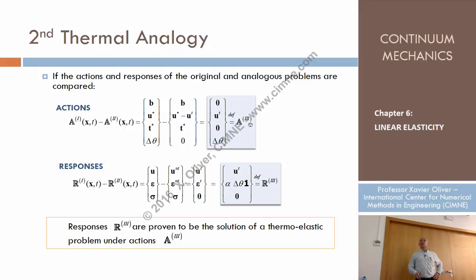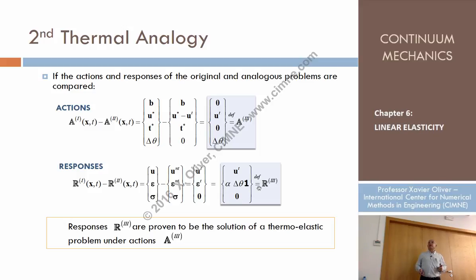And what about the responses? Well, the original responses were supposed to be the total displacements, the total strains, the total stresses. Problem 2 is a problem formulated in terms of the non-thermal part of the displacements, the non-thermal part of the strains, and the full stresses. So the difference would be a vector which has as response, sorry, the thermal displacements, the thermal strains, which is this that I know, and 0.